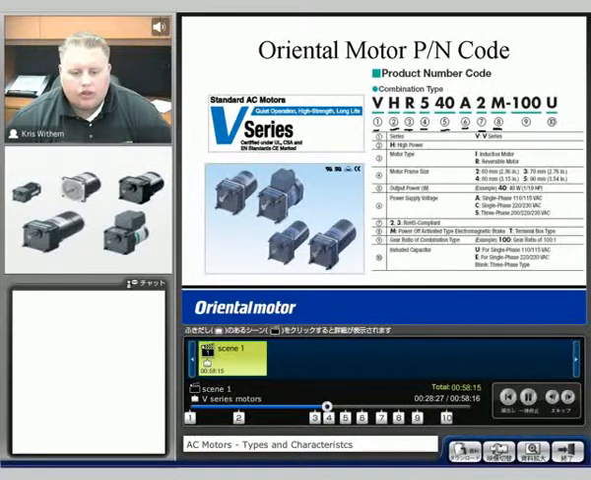The dash 100U. 100 is going to be the same type of thing. It's going to stand for our gear head ratio. With like the BHI series, we saw that as well too. This comes as one assembly. U as well is going to signify that the capacitor comes with the motor. Again, capacitors are only needed for single phase AC motor and reversible motor options.